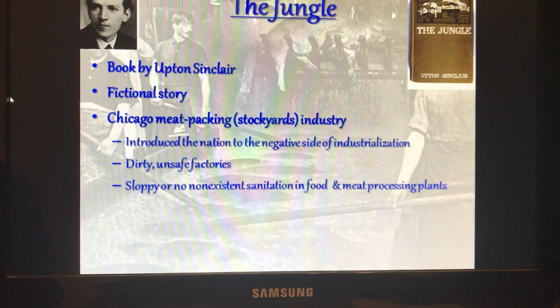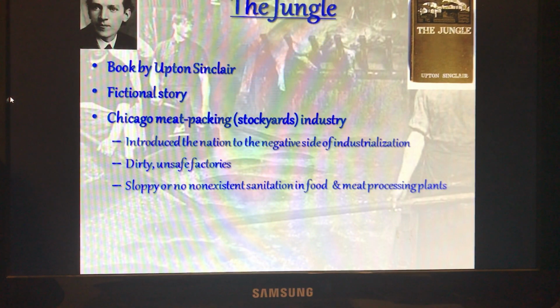What The Jungle did is it introduced the nation to the negative side of industrialization. Many people weren't all that savvy on what was going on with industrialization: the horrors of working in factories, the dangers, the pollution, all that stuff. It was white noise in the background that no one was really paying attention to until The Jungle was published. It highlighted dirty and unsafe factories, and sloppy or non-existent sanitation in food and meat processing.